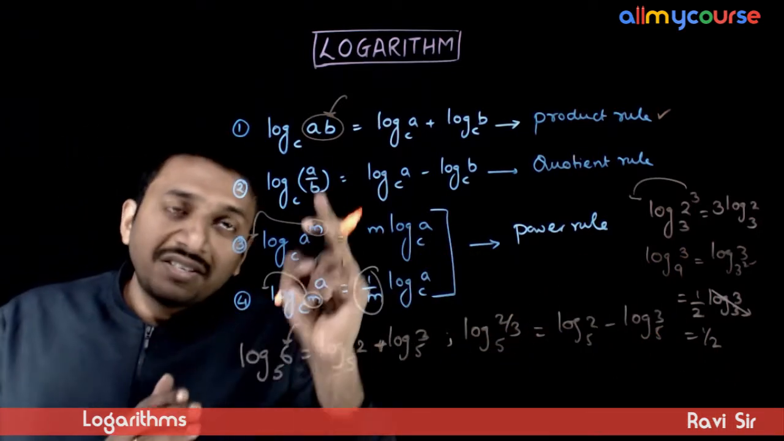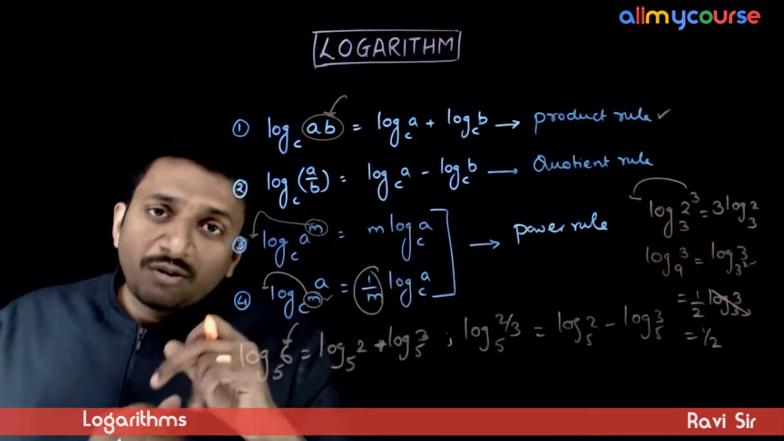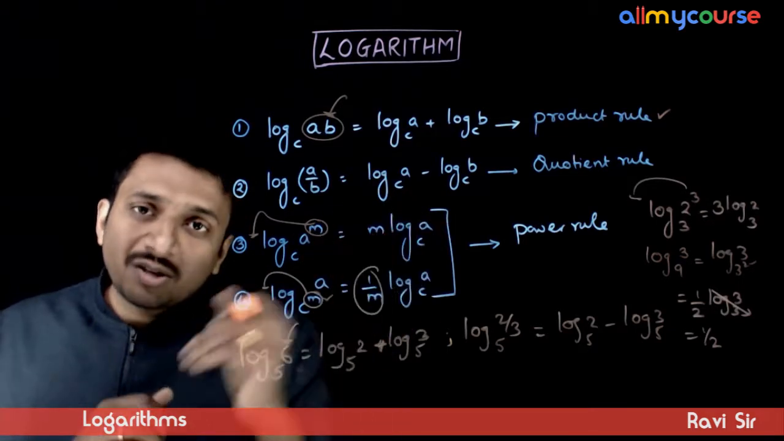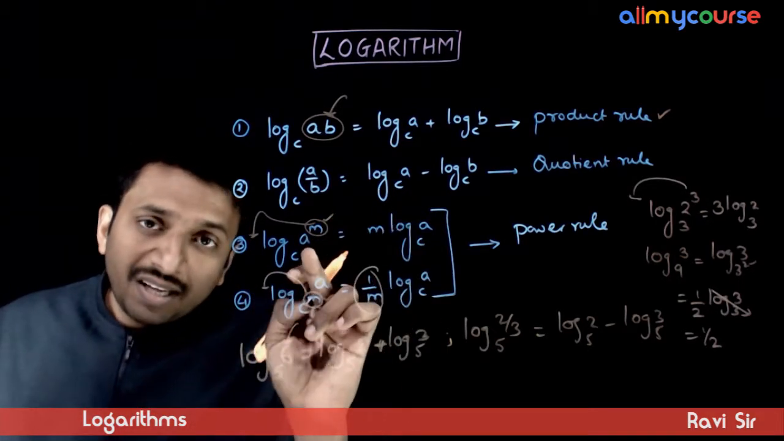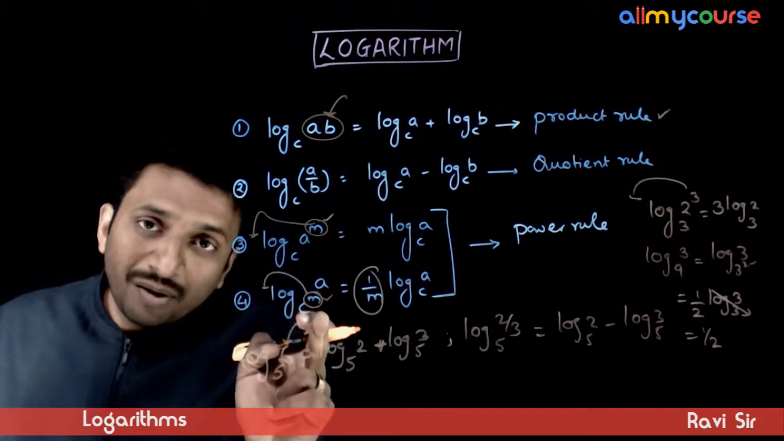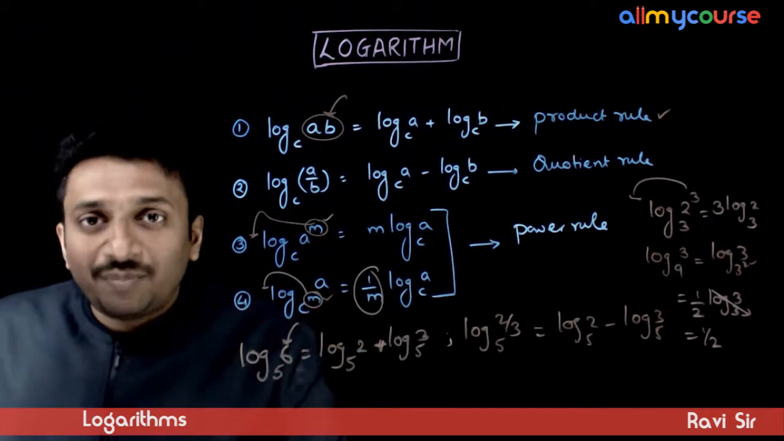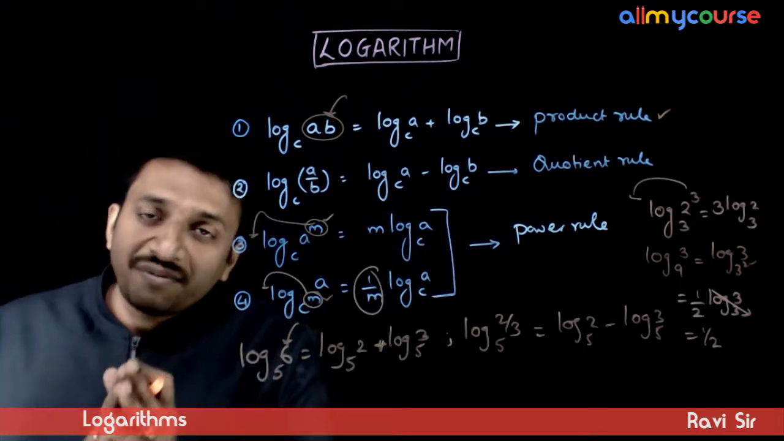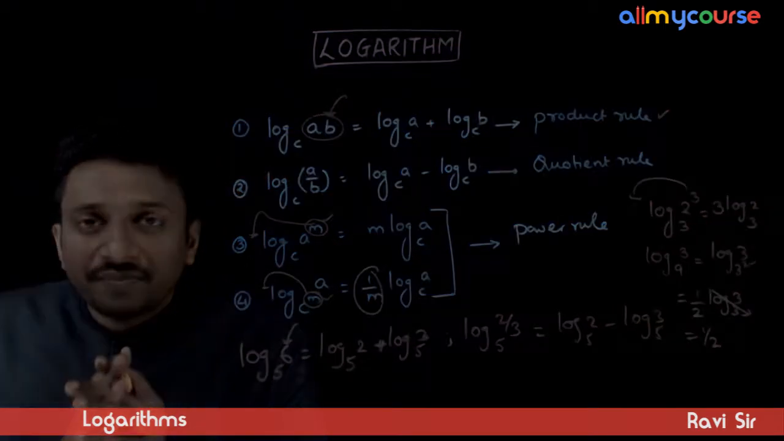So what are the properties? Log AB is log A plus log B, log A by B is log A minus log B, and the power of the argument comes out directly. The power of the base comes out as the reciprocal. So these three constitute the first set of properties.